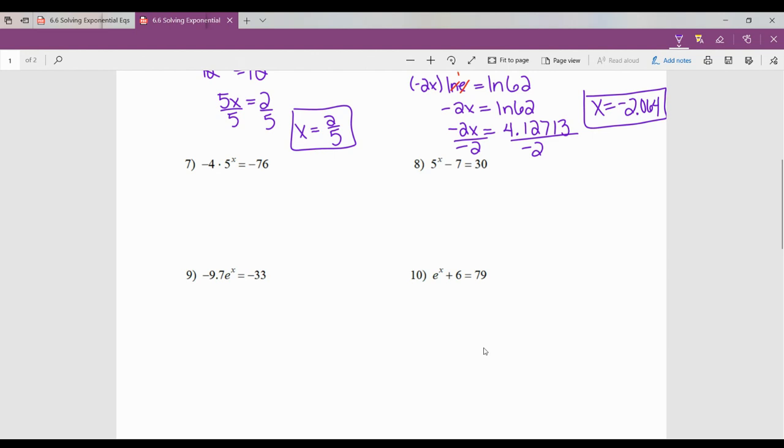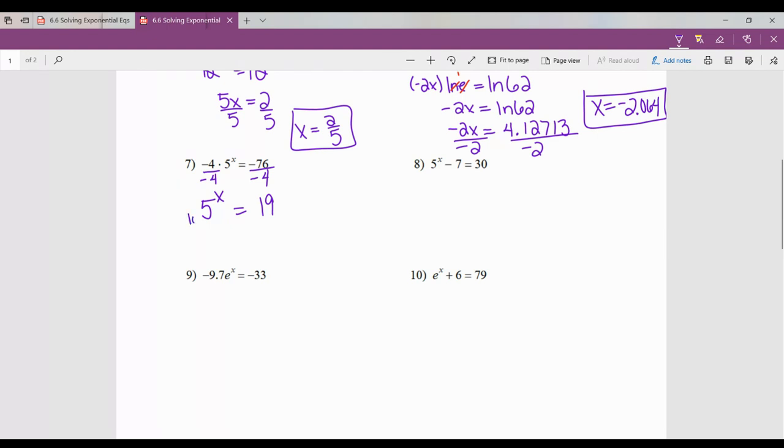So the first thing we want to do is get rid of the multiplying by -4 by dividing both sides by -4. Okay, so we get 5 to the x is going to equal, and then when we do -76 divided by -4, we get 19. And now I say to myself, can I rewrite them so that they have the same base? Nope. So now we have to use logs to solve it.